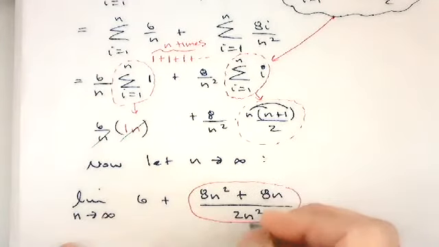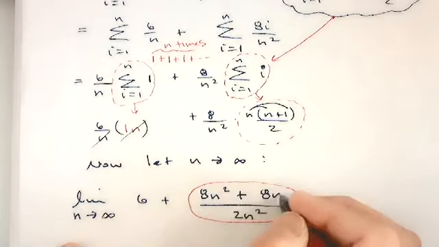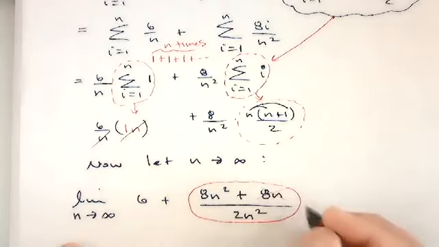And who's generating the biggest infinity on the top and the bottom? Well, on the top, you've got n squared versus just n. So this doesn't really matter so much, right?